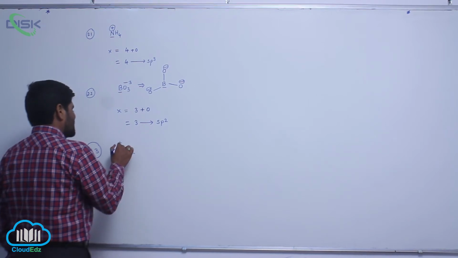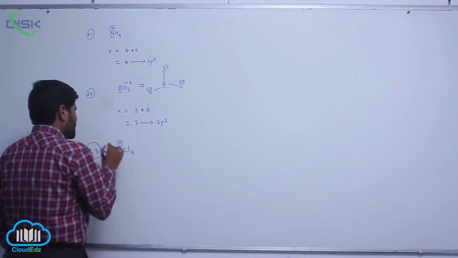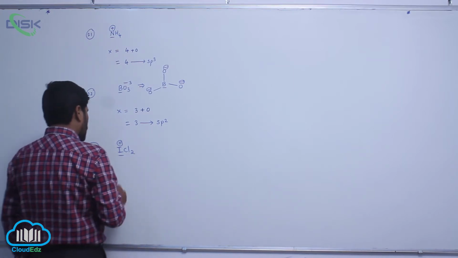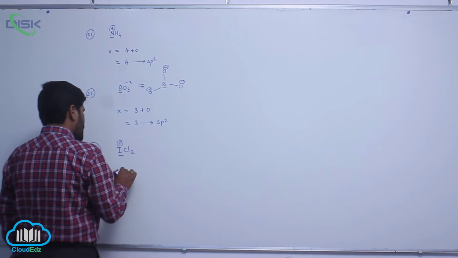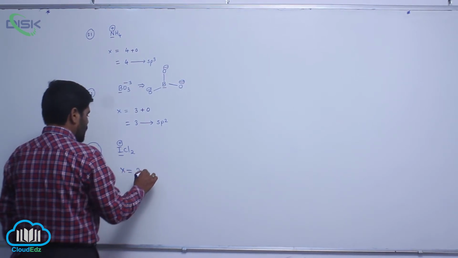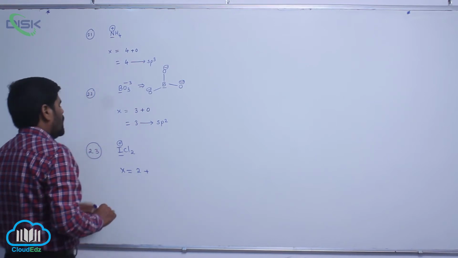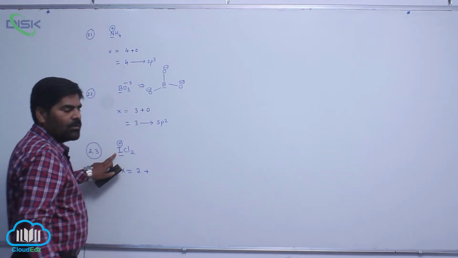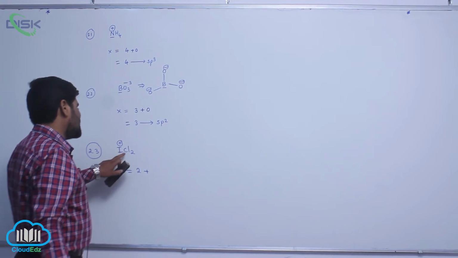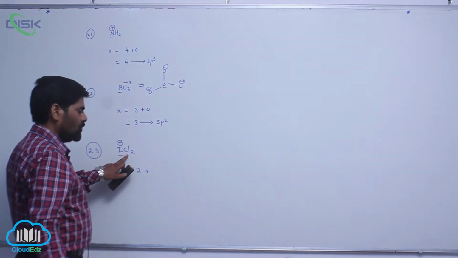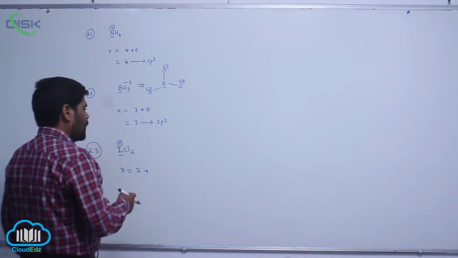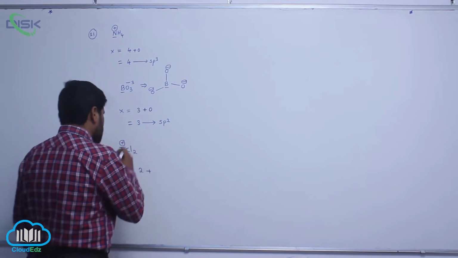ICl2 plus. Iodine is the central atom. So therefore the number of sigma bonds around this is 2. Iodine belongs to the 7th group in the periodic table. 7 minus 2, 5, and loss of 1 electron. So therefore 4 by 2.